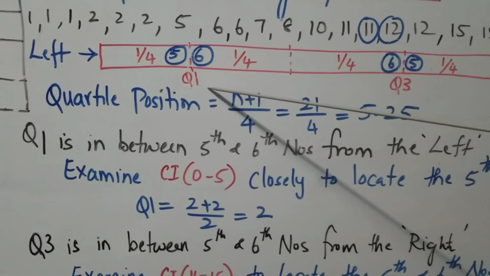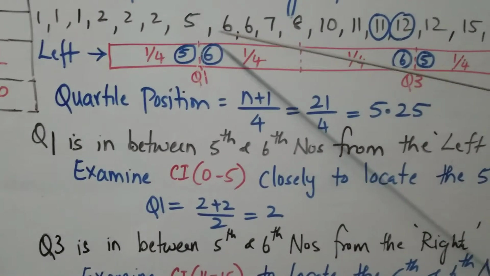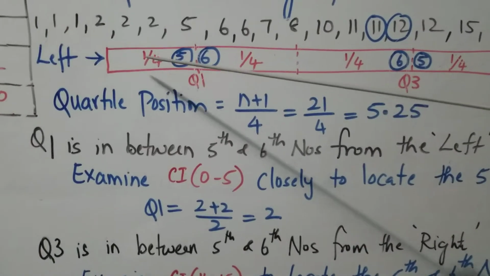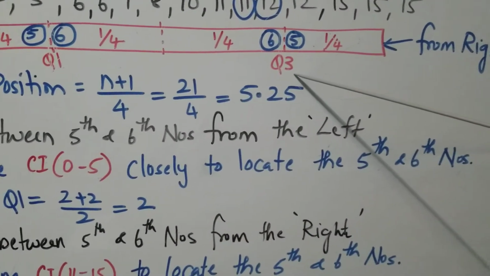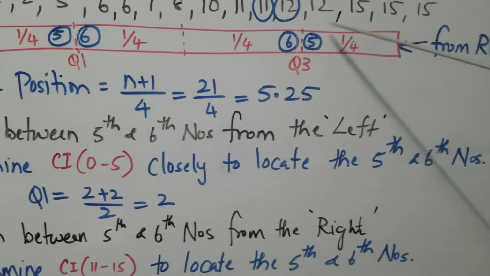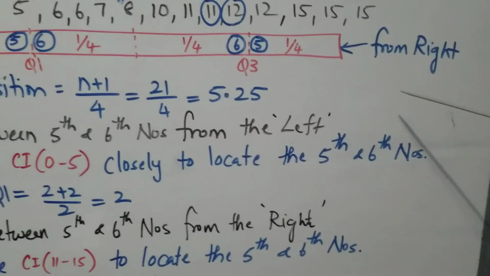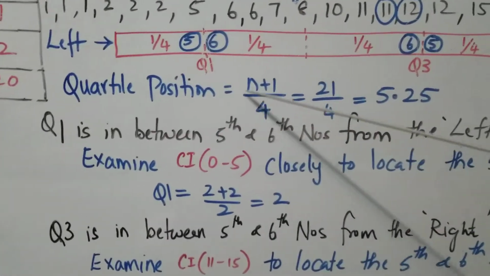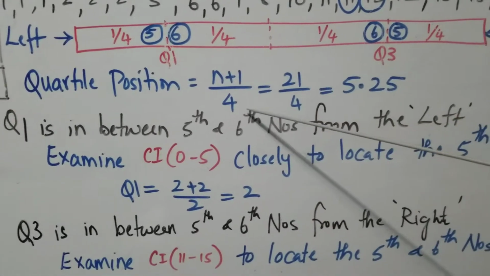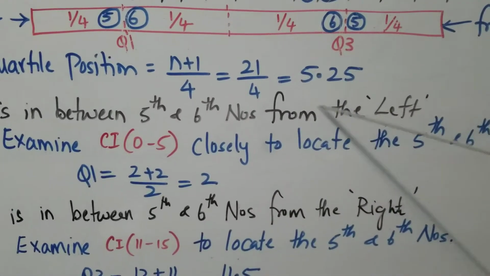So the first quartile, Q1, is located at 25% of the data, or the first quarter of the data. And the third quartile, or the upper quartile, is located at 3/4 of the data, arranged in ascending order from small to big. The quartile position is found with the formula (n plus 1) divided by 4, which is 21 divided by 4, which is 5.25.